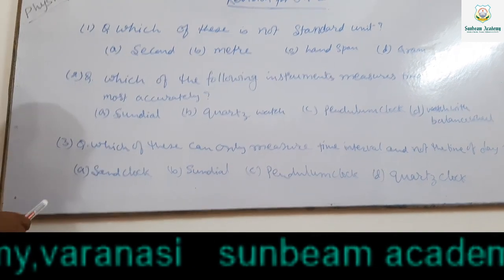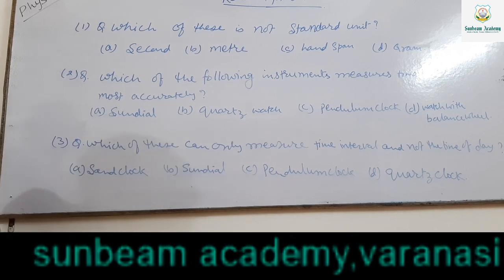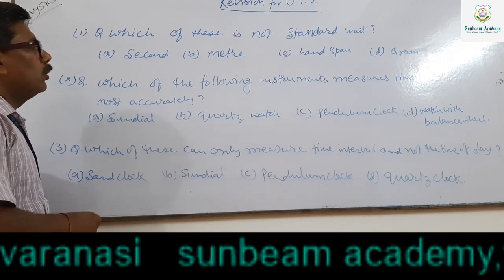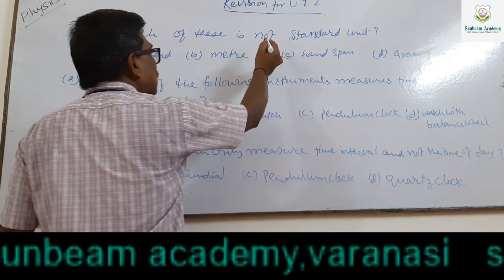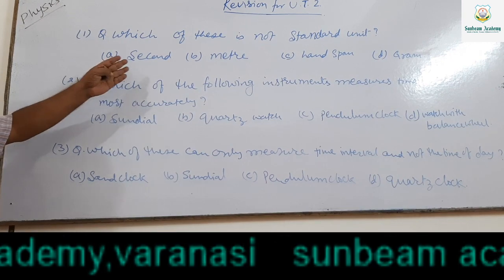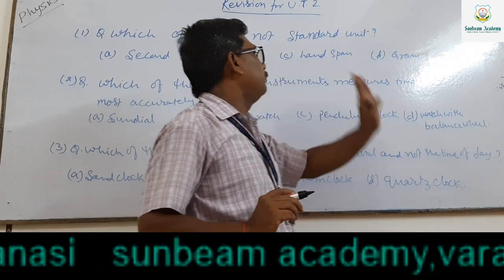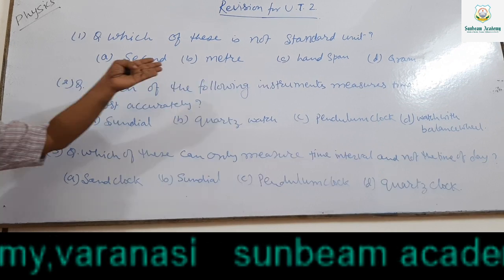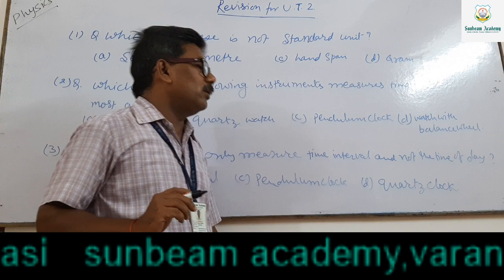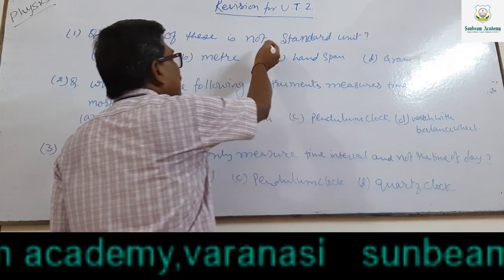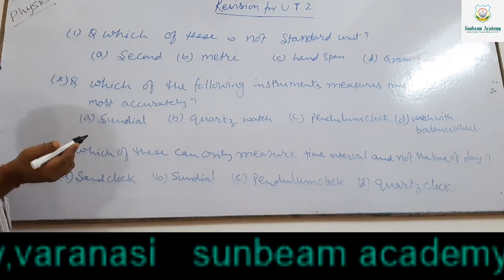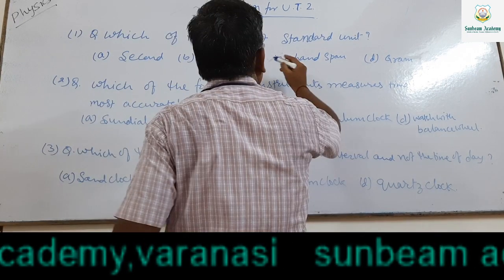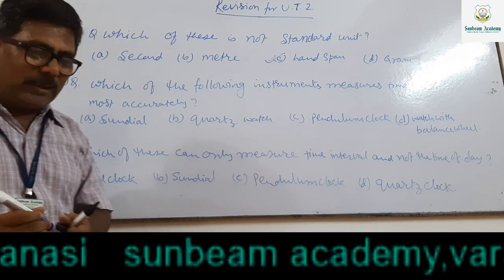See here, the first question is: which of these is not a standard unit? Here the words given are not a standard unit. The choices given are second, meter, hand span and gram. You already know that the standard unit of time is second, the standard unit of length is meter, and the CGS unit of mass is gram. Here it is asked which is not a standard unit. It means hand span is not a standard unit, then the correct option will be C.